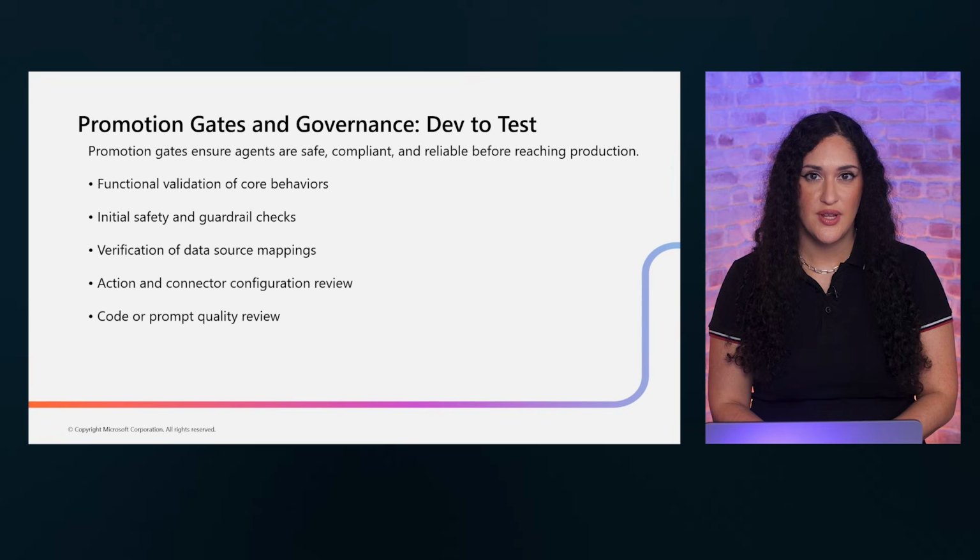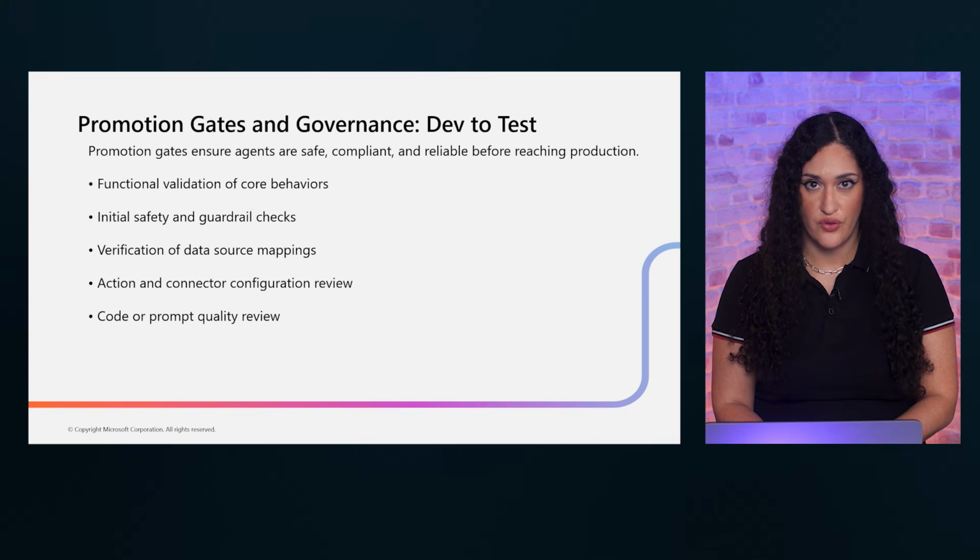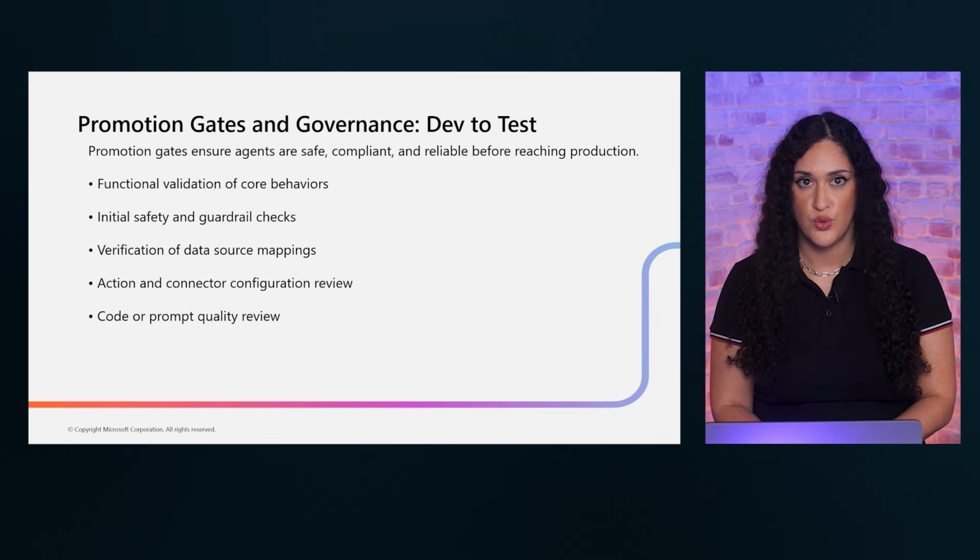The first promotion gate from dev to test ensures that agents are safe and ready for validation. At this gate, verify functional validation of core behaviors, complete the initial safety and guardrail checks, confirm data source mappings are correct, review action and connector configurations, and perform code or prompt quality reviews.